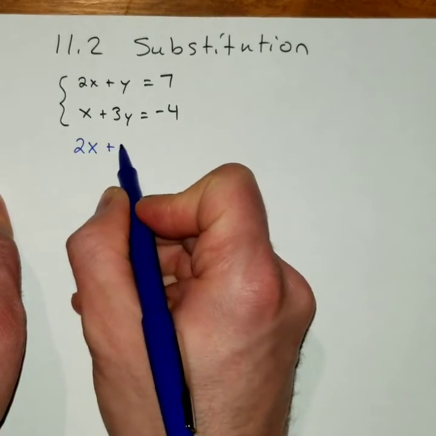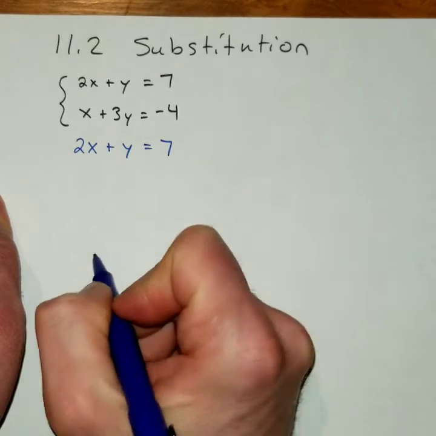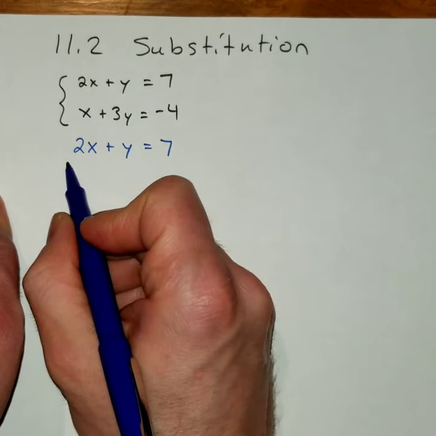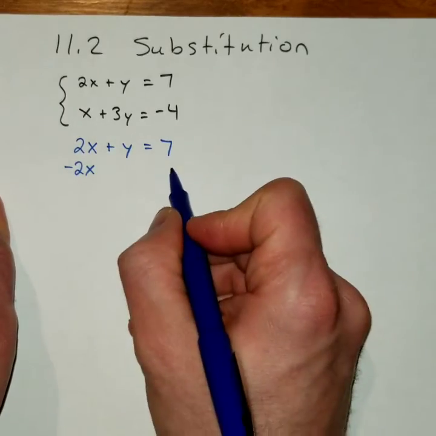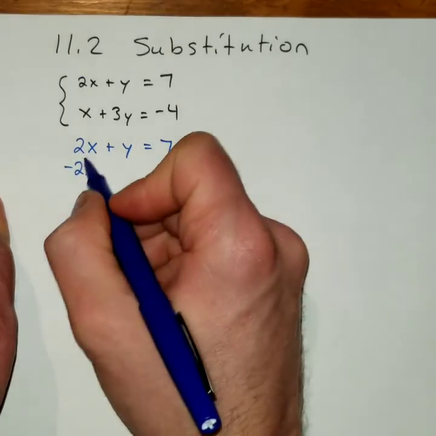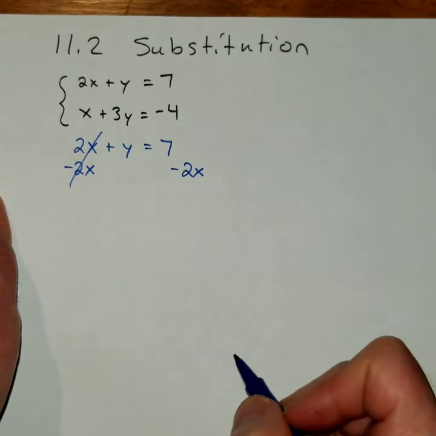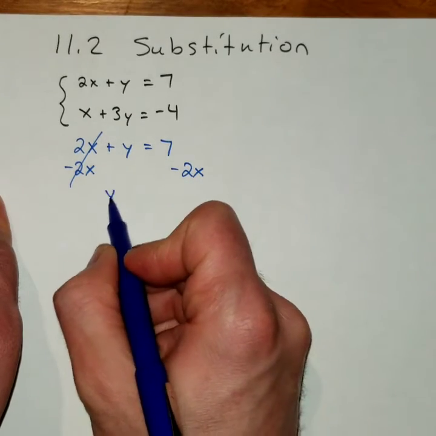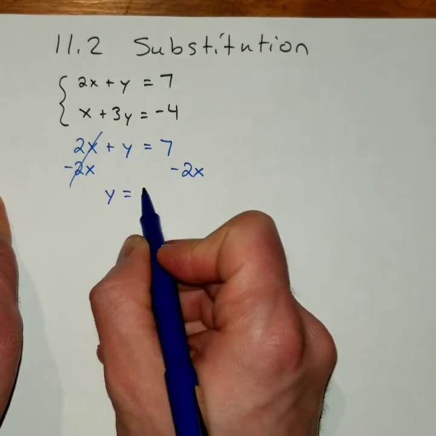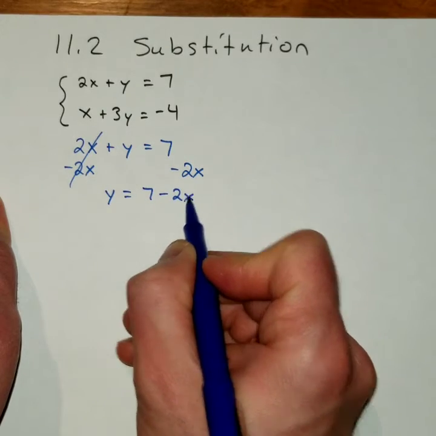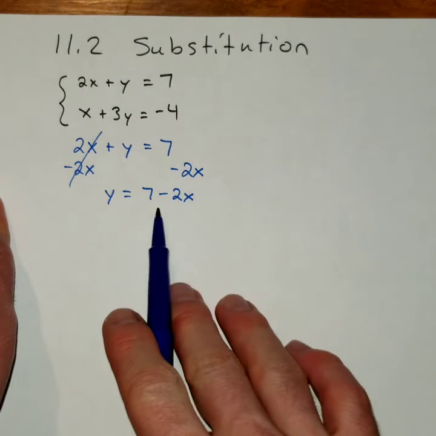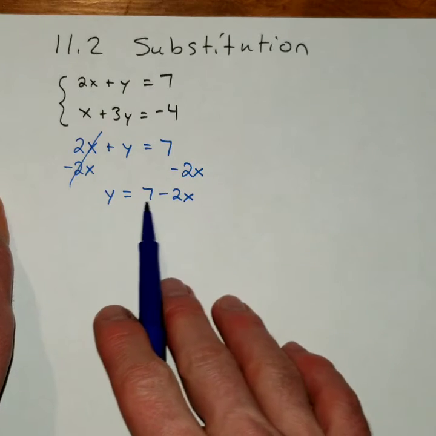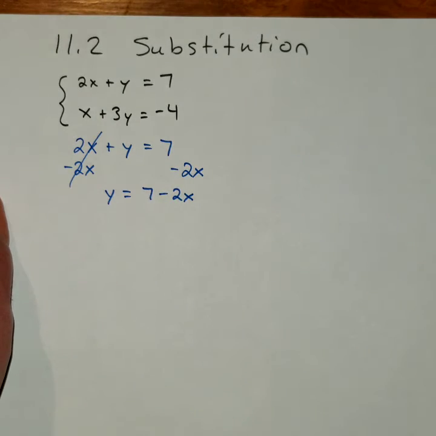So I'm going to rewrite that first equation. To get y by itself, I need to subtract the 2x in order to zero it out. I better do that from both sides. So that 2x term is gone. y is going to then equal 7 minus 2x. Now remember, 7 and 2x are unlike terms, so I cannot combine them. They have to stay separate.